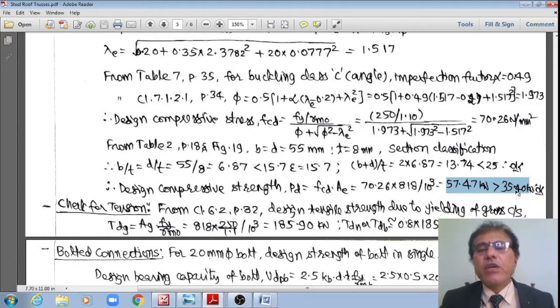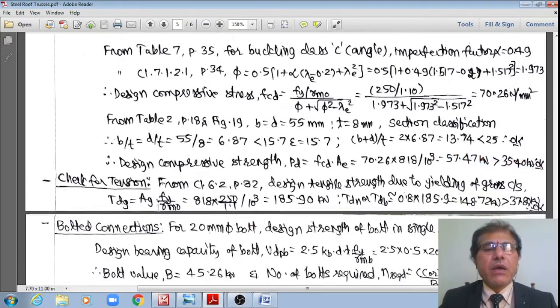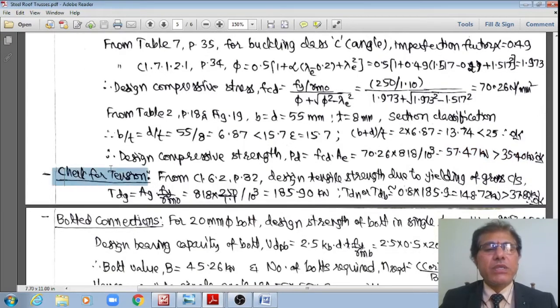Or if you wish, you can optimize further. You can reduce the section to 55 by 55 by a lesser thickness, 6 mm, if you want to optimize. Now once that is over, I'll check whether it is okay in tension also, whether it can carry this much tension of 37.8 kilonewton or not.